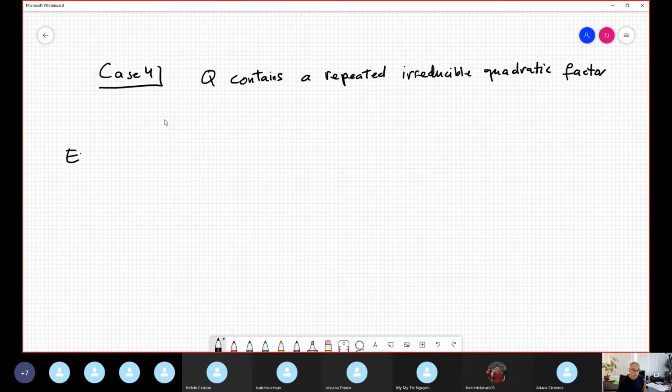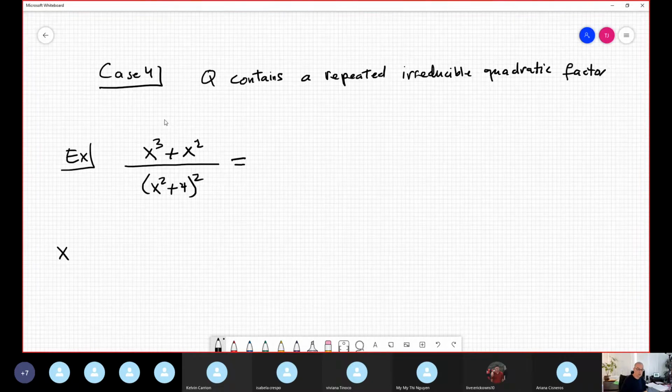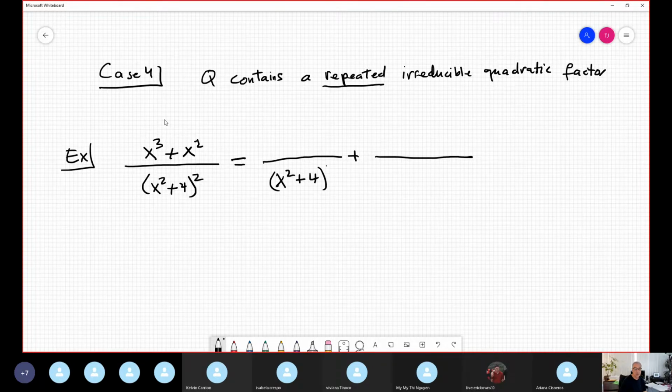Suppose this example. Suppose x cubed plus x squared divided by x squared plus 4, squared. Es obvio que denominator x squared plus 4 is irreducible quadratic, so we cannot factorize this expression over the reals, and also it's repeated because actually we have x squared plus 4 times itself, it's a square. So this is the most complicated scenario, no? Okay, just remember the same idea of the repeated. You copy that exponent 2, and exponent 1.